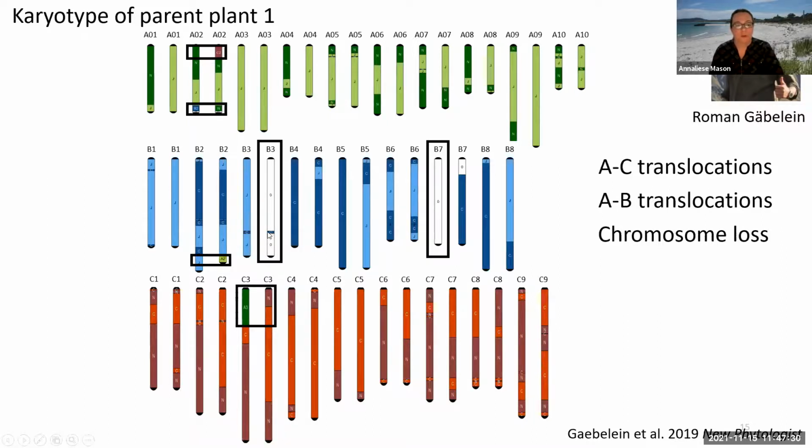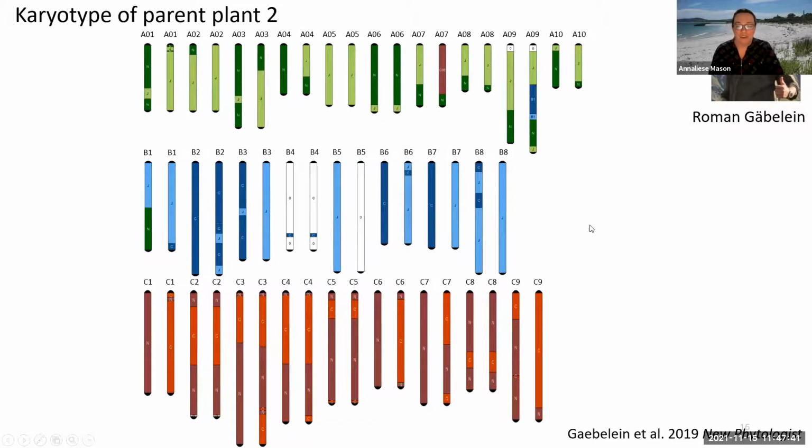This little band here is almost certainly not actually present. It will be located on another chromosome. So we don't have bits of chromosomes floating around. They're always attached to centromeres. This is parent plant 2. You can see the same thing.